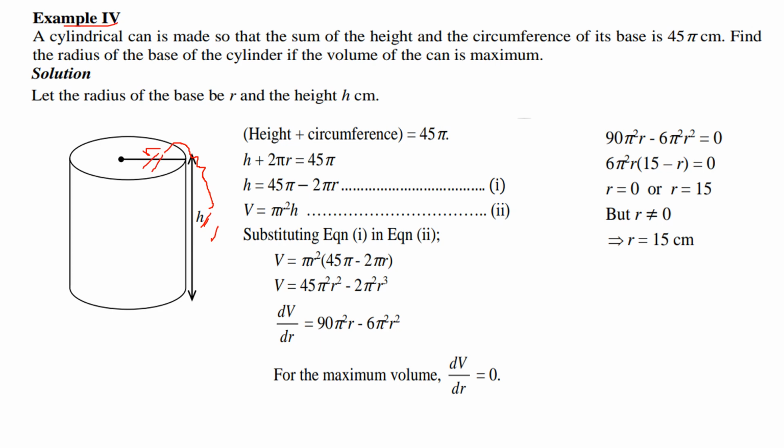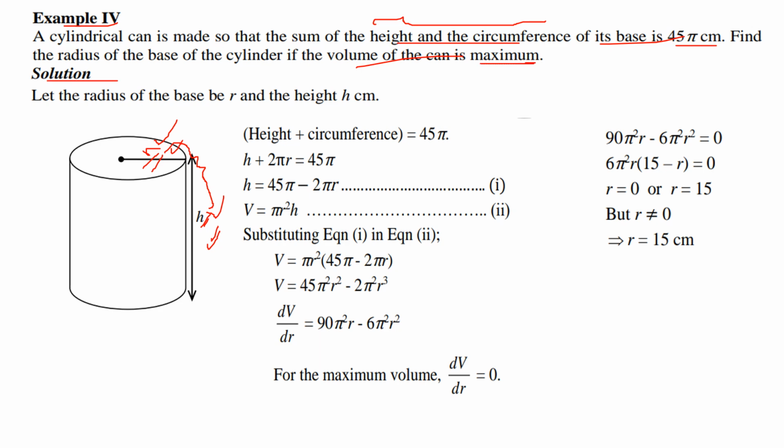So looking at example 4, we are looking at a cylinder can which is made such that the sum of the height and the circumference. Now remember that such expressions are the ones that are going to be helping you to express one value in terms of the other, to express R in terms of H, or to express H in terms of R. So they have told you that the sum of the height and the circumference of its base is going to be 45 pi centimeters. Now find the radius of the base of the cylinder if the volume of the can is going to be maximum.